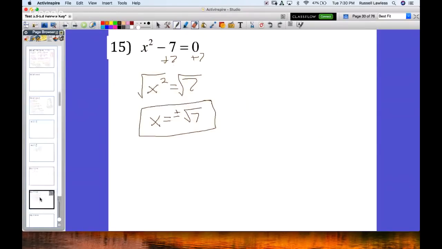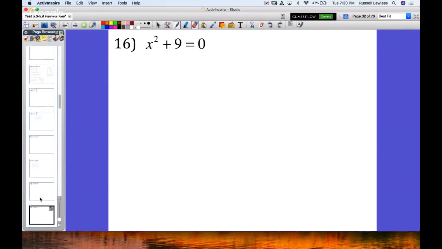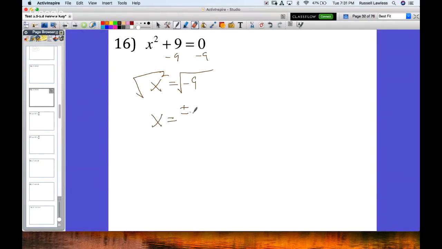All right, let's keep going. Taking a look at 16. Now I got x squared plus 9. If I'm looking at x squared plus 9, I got to still isolate that x squared. So if we're going to isolate the x squared, I got to get rid of that 9. So I'm going to get rid of it by subtracting. So then x squared is going to be equal to negative 9. Square root that guy. If I square root that guy, that'll give me positive and negative square root of negative 9.